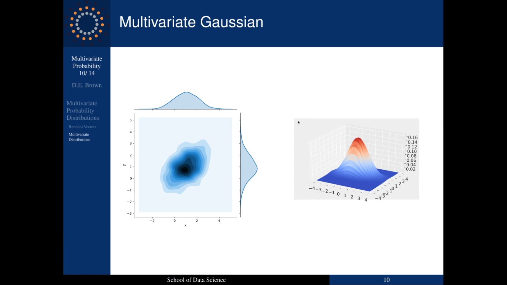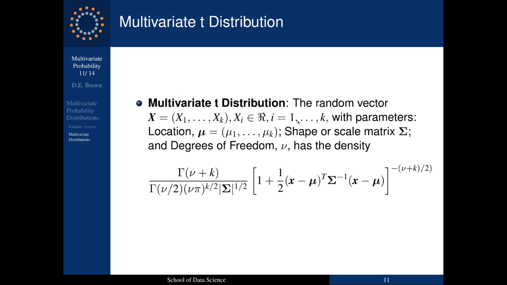And this is again a very useful distribution. It's used widely, as we will see, as a way to describe uncertainty in a number of problems.